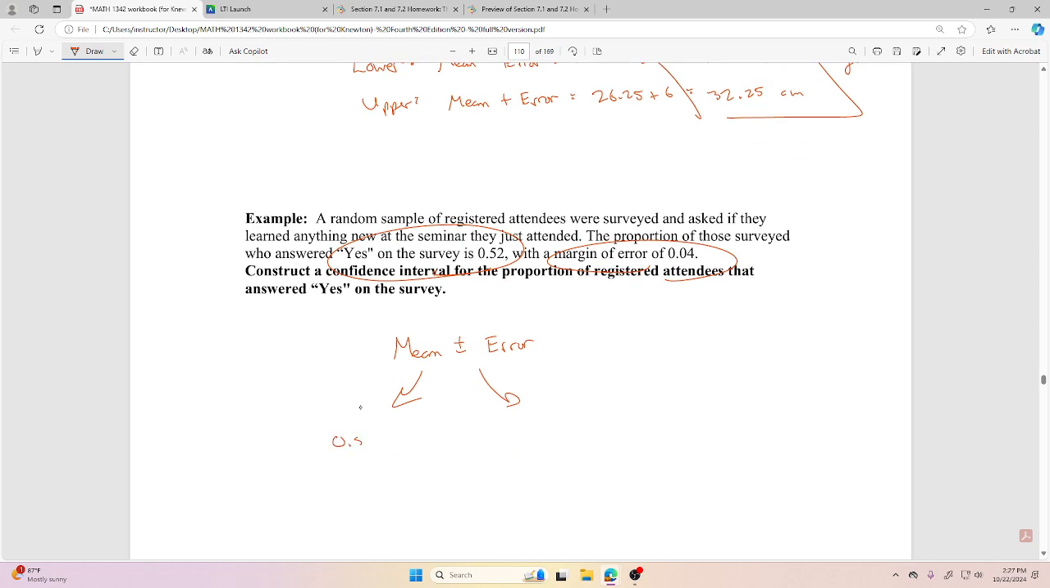So then I've got the 0.52 minus the 0.04 and the 0.52 plus the 0.04. That's all. How much would I have here? 48 and then 56. Very good. Now, you can express it in a whole lot of different ways.